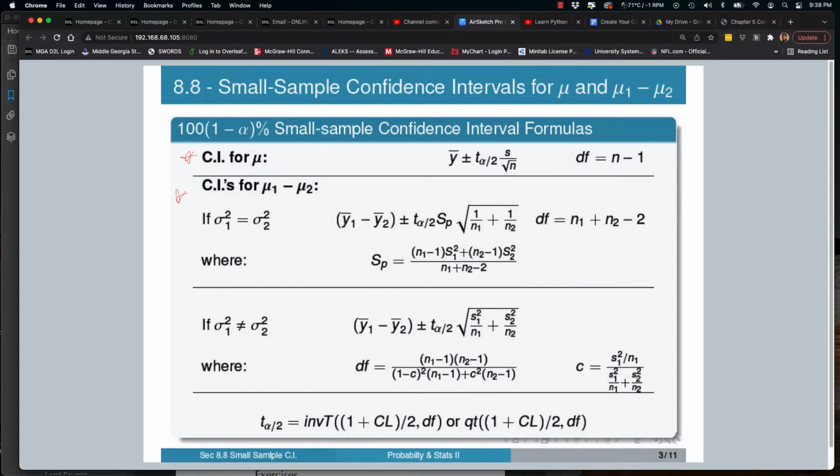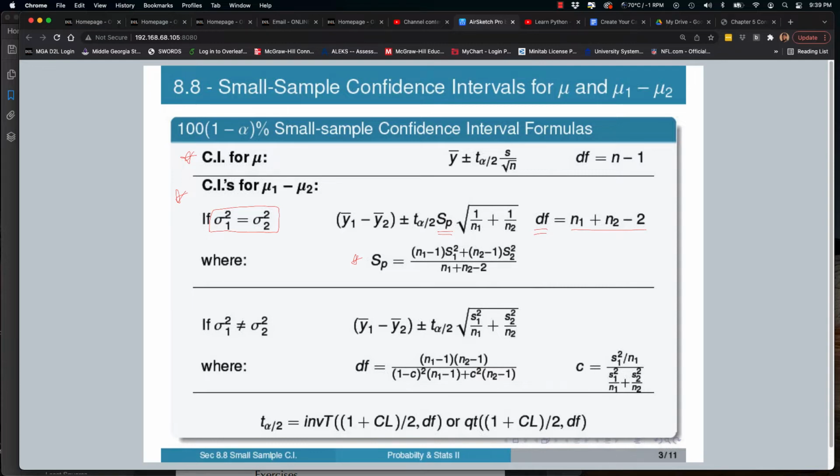It's when you assume that the two variances of the two different groups that you're looking at a difference from are equal to each other. That requires us to use this special standard deviation, which is a pooled standard deviation. We'll talk about that more later. Our degrees of freedom are n sub 1 plus n sub 2 minus 2, as opposed to just n minus 1. All right. And then the S pool formula is here. So it's kind of an extra little formula you have to calculate to plug in. And that's really the only difference there. We have to use a pooled standard deviation.